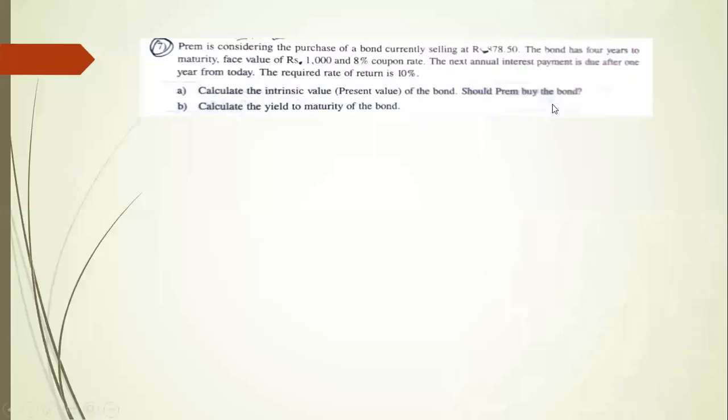Let's see another problem. Prem is considering the purchase of a bond currently selling at rupees 878.50, and the bond has 4 years to maturity. Face value is rupees 1000 and 8% is the coupon rate. And the next annual interest payment is due after 1 year from today. So the required rate of return is 10%. So the first question, calculate the intrinsic value, that is the present value of the bond. Should Prem buy the bond or not?